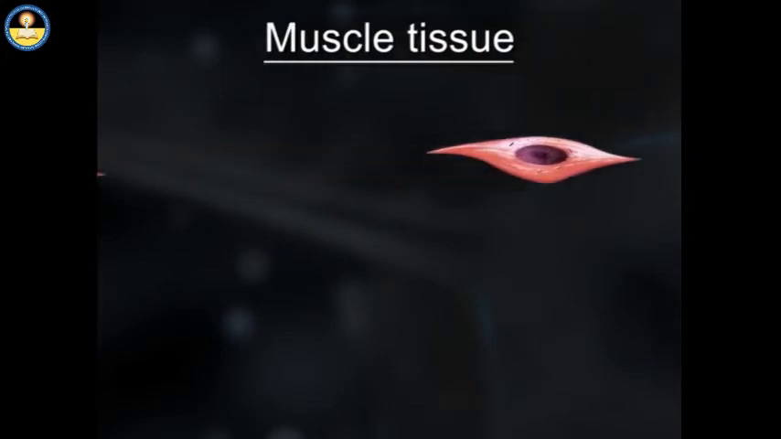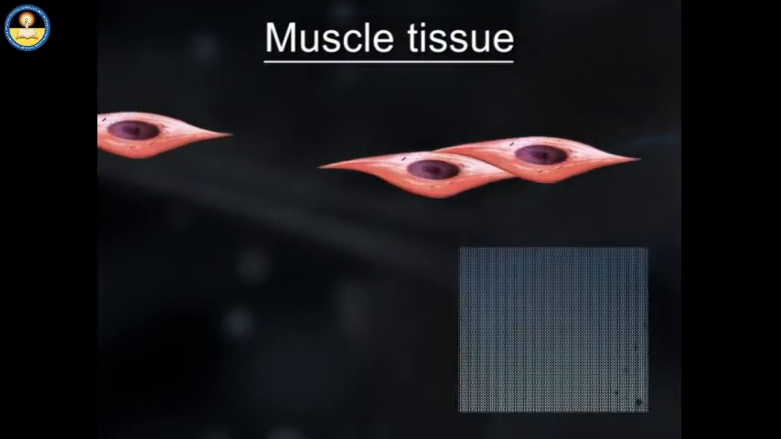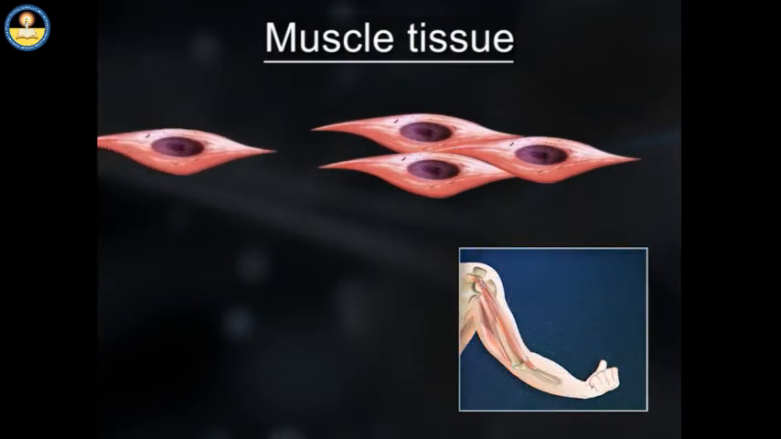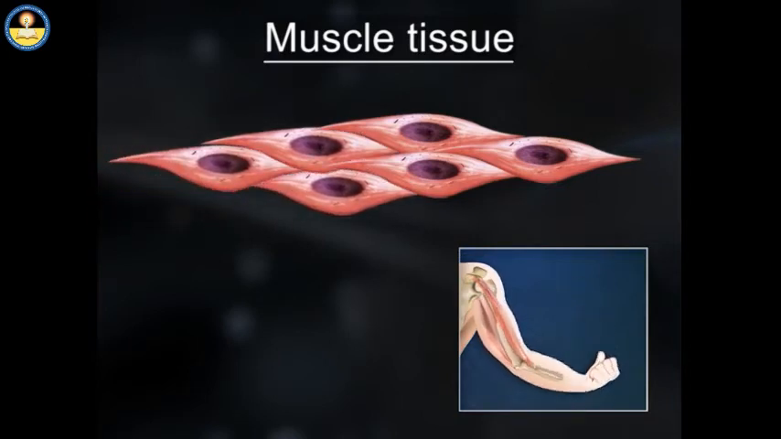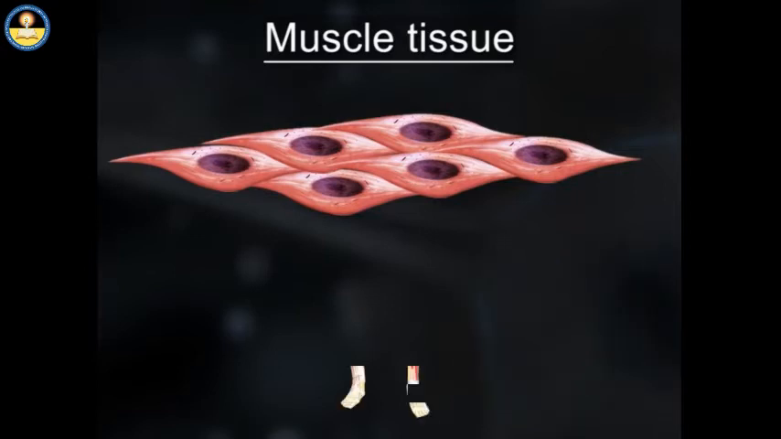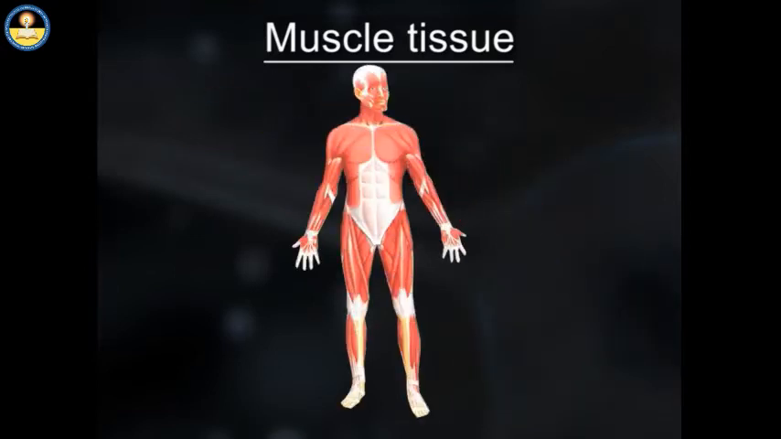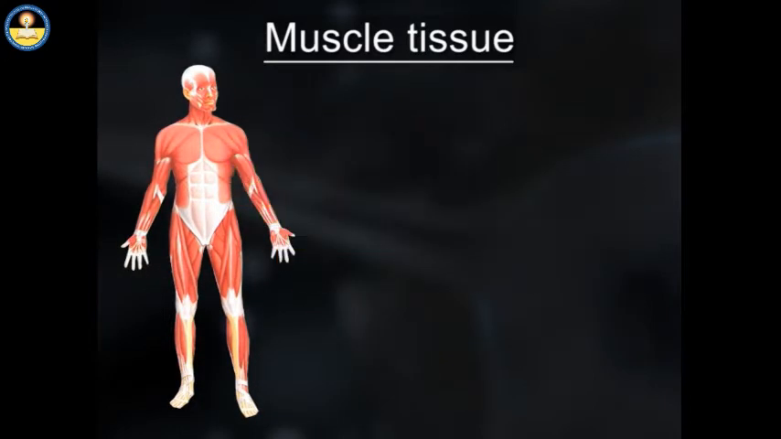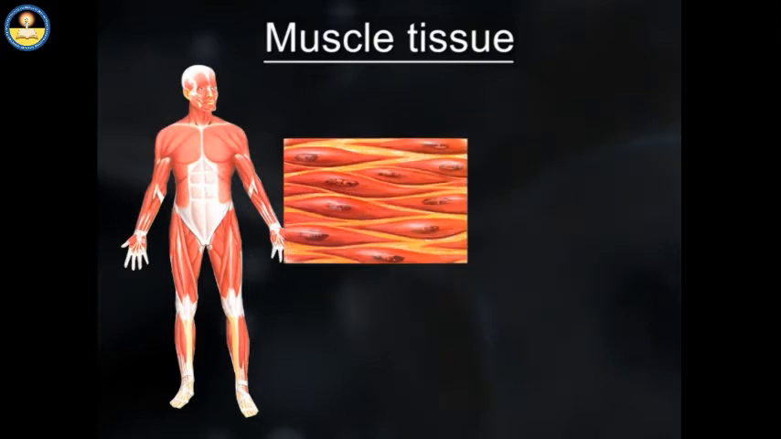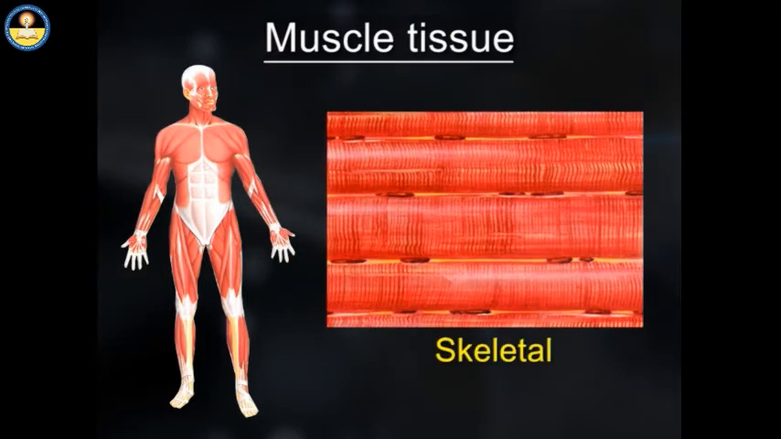Muscular tissue is composed of cells that have the special ability to shorten or contract in order to produce movement of the body parts. Muscle tissue present in the human body is divided into three types: cardiac, smooth, and skeletal.